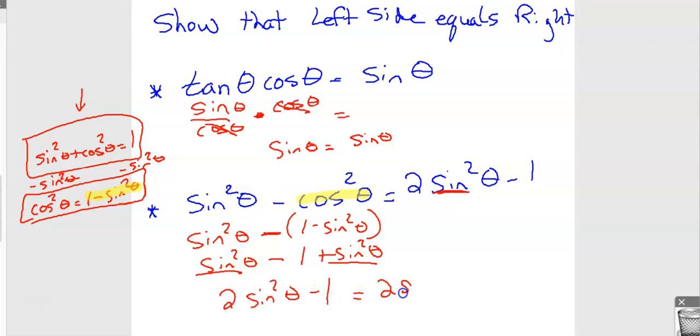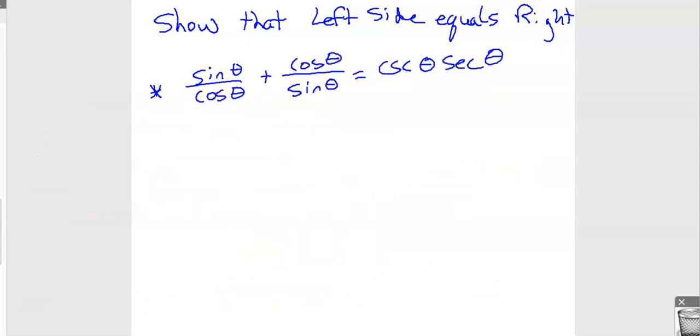And notice it equals the right side, just by using my trig identities and substitution. All right, this one right here. Sine divided by cosine plus cosine divided by sine is supposed to equal cosecant secant. Well, how in the world is it supposed to do that?